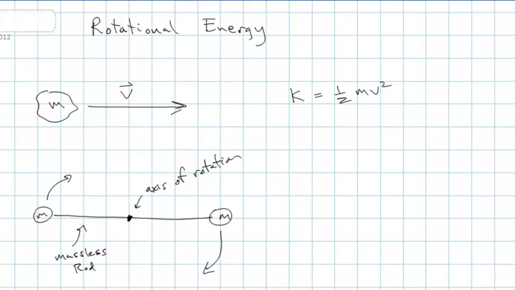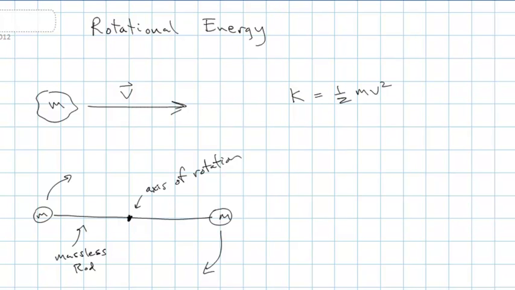It would make sense, even though they're not going anywhere, they're not translating, right? They're not moving in space, they're staying spinning around the same axis of rotation, they're staying in the same circular path all the time. They are moving, and we would expect them to have some rotational energy, some kinetic energy associated with this rotational motion.